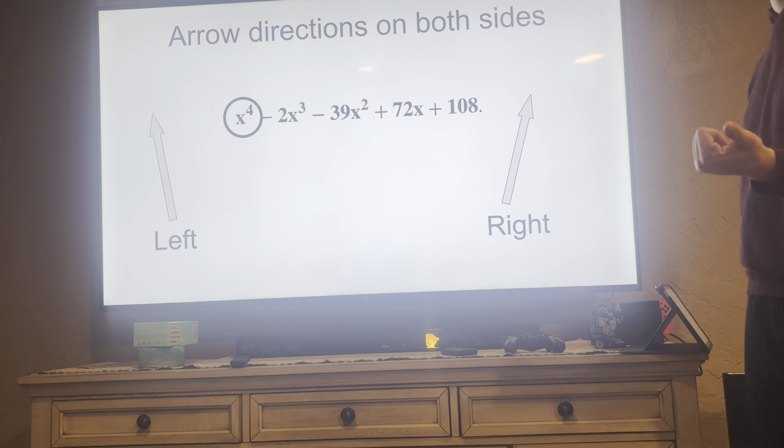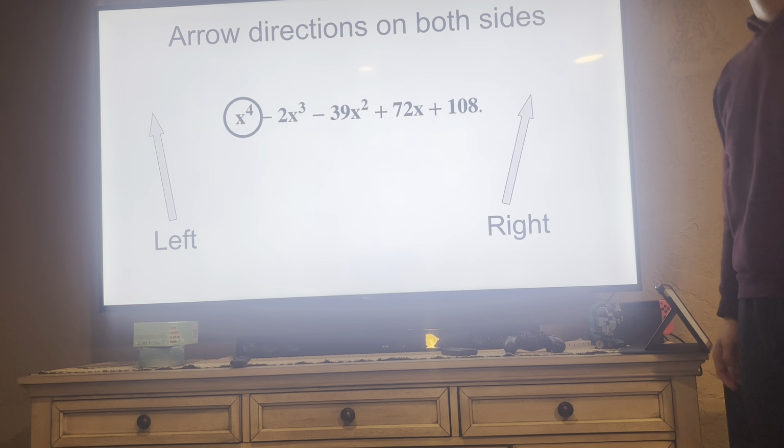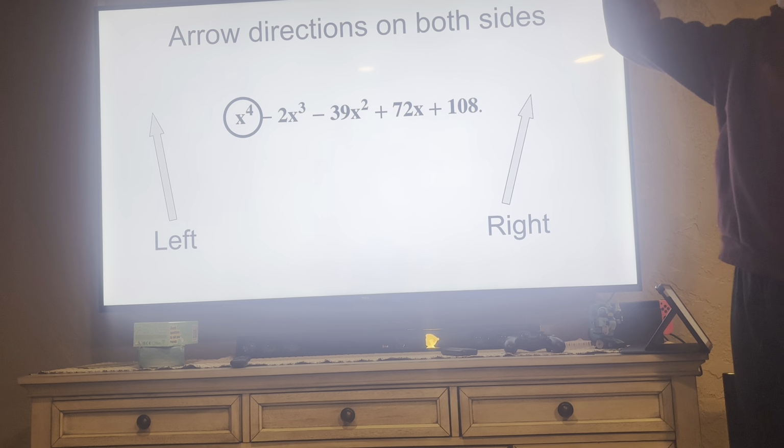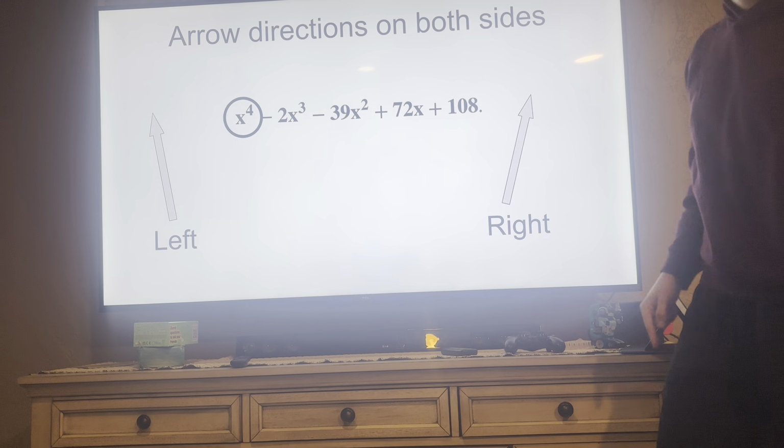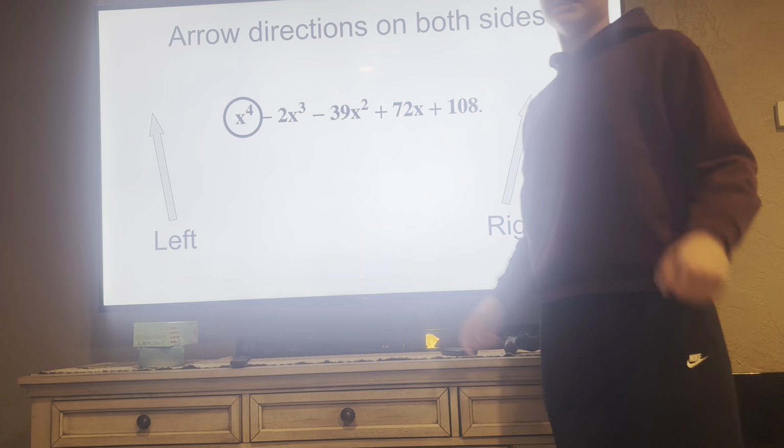We'll get to the rest in a minute. And you have how it's going to end. So right now you could kind of plot it. But that x to the 4th, that 4 right there, is how many zeros you have.